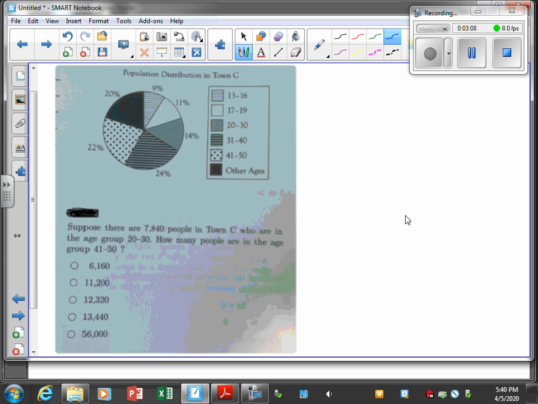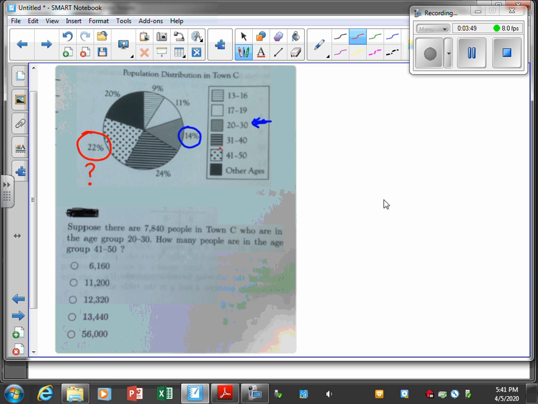Alright, our next is reading a graph, and it says, suppose there are 7,840 people in this town who are in the age group 20 to 30. So we're looking at this age group here, which in this particular case is 14%. How many people are in the age group 41 to 50, which is this one? So the question is how many are here, but what we don't know is the total of people altogether. So the first thing we have to do is go back and figure out the total.